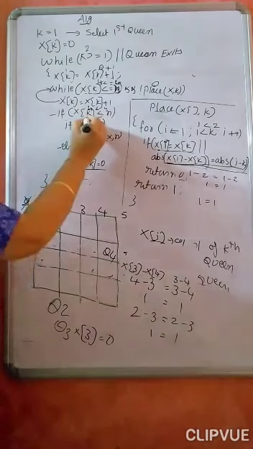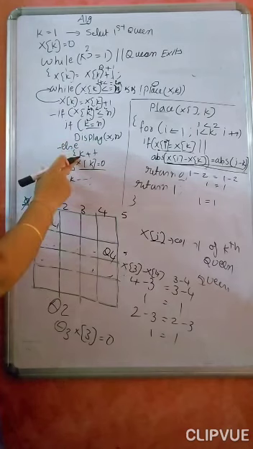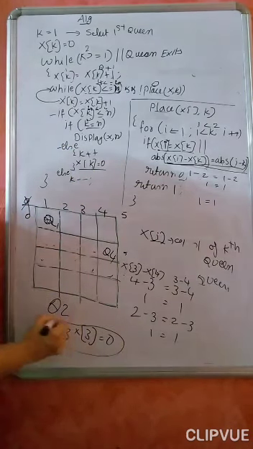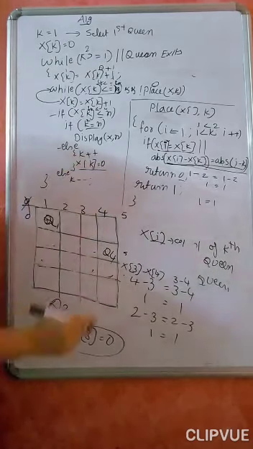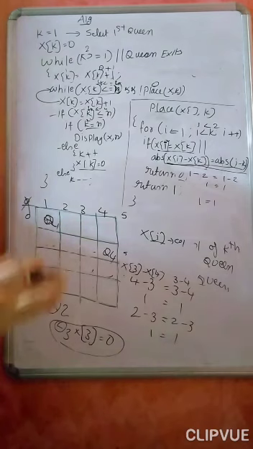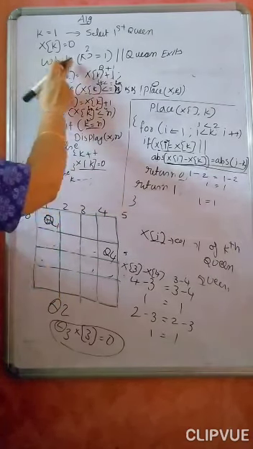So k is how much? 2. Is 2 equal to 4? No. Then the else part will be executed. Take the next queen. Again the third queen will be considered and it will be assigned 0, which means it is not placed in any of the columns. So if it is not placed in any column, again I will come back to this one.